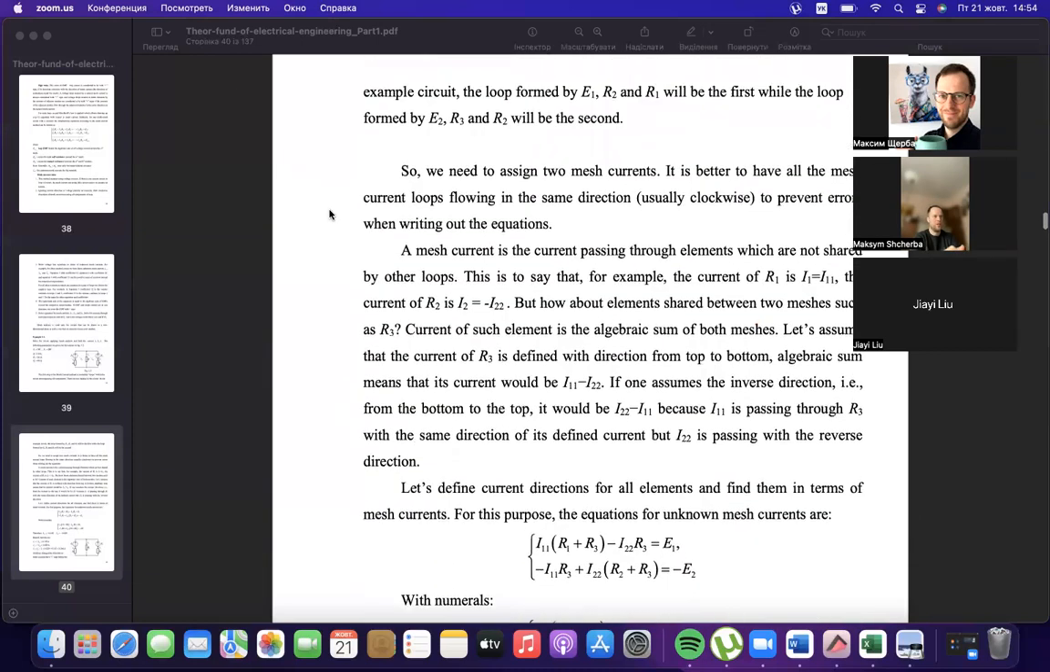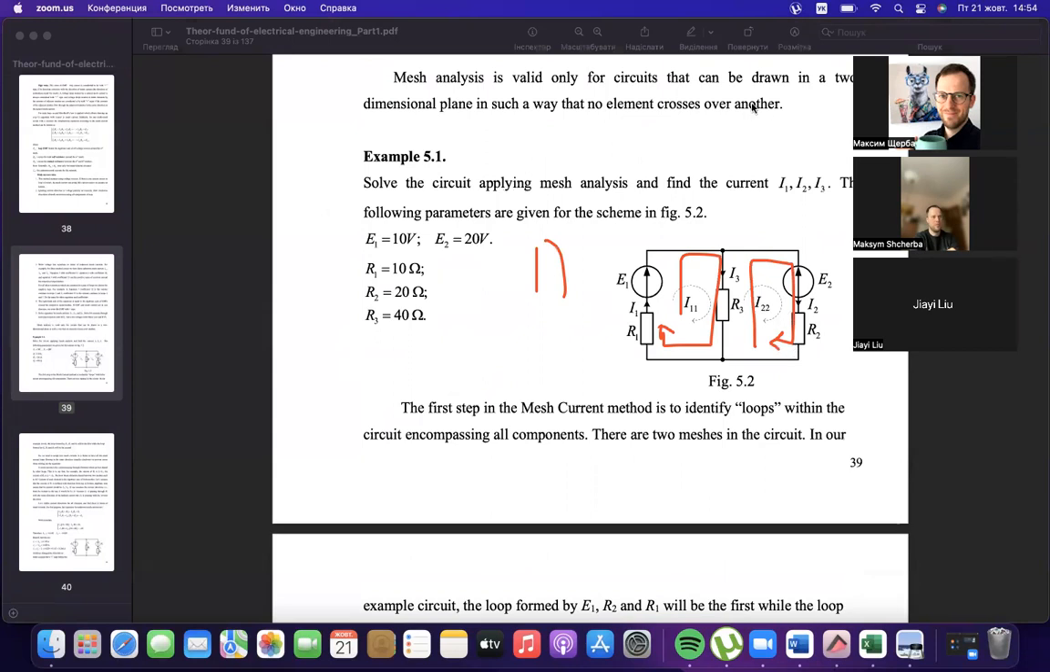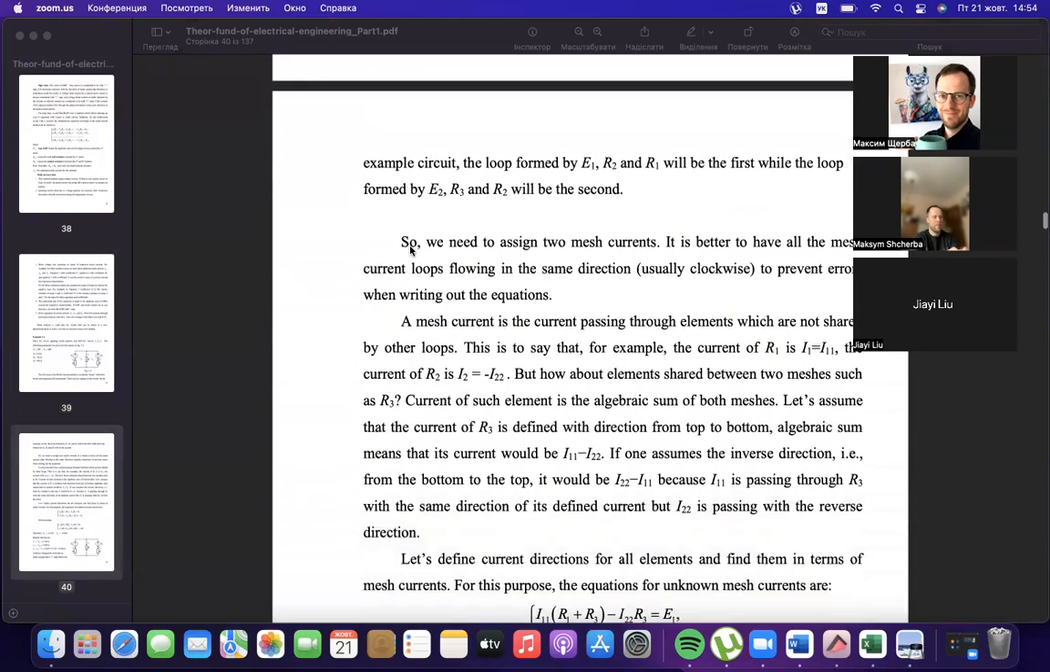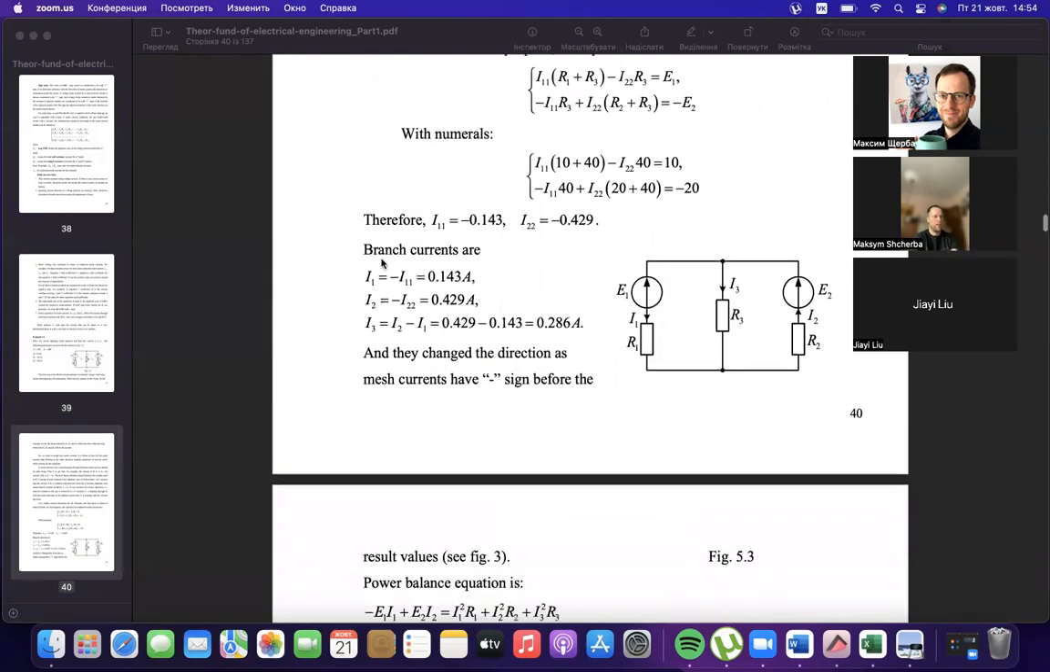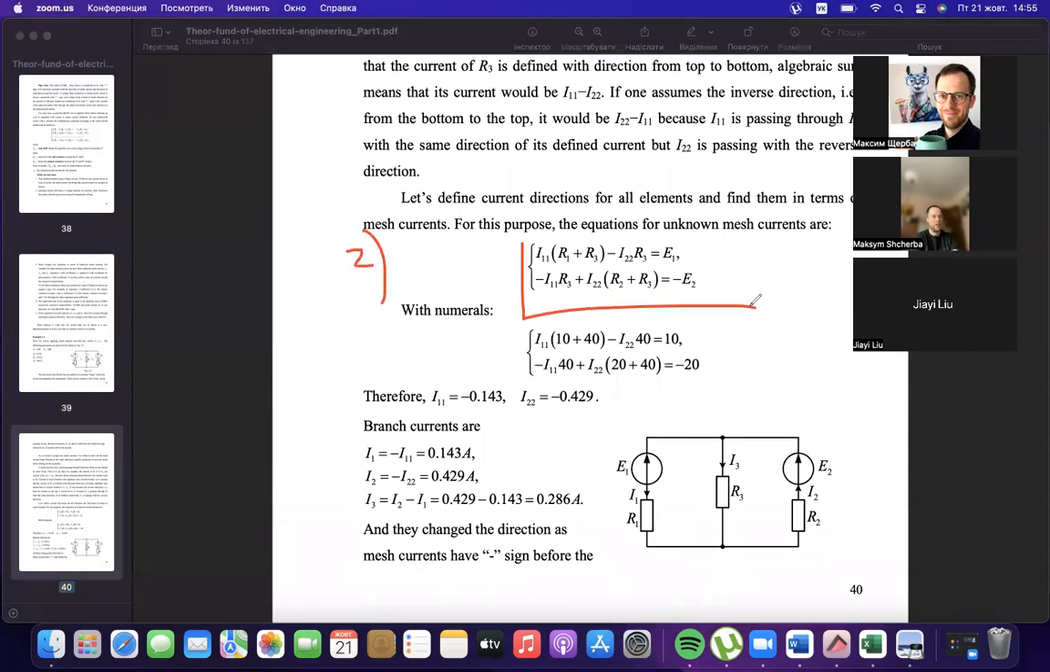Such steps that we discussed, we implement in our solution. Choose the direction, then write the system of mesh current equations. The second step: write the system with mesh current equations, substitute numbers from the initial data, and obtain the solution as mesh currents. The last step, using mesh currents, take the real currents I.